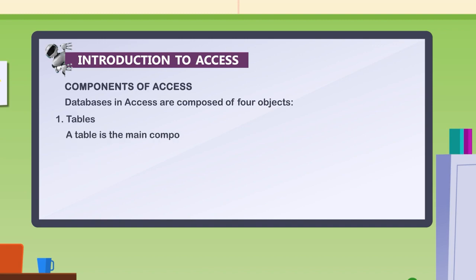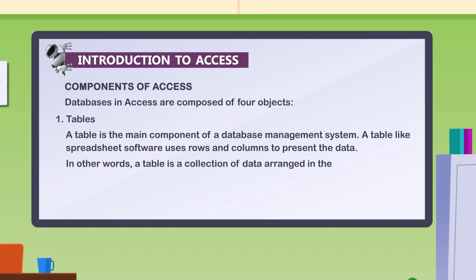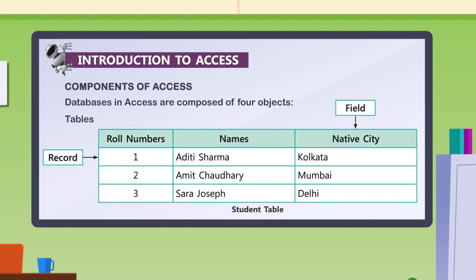A table is the main component of a database management system. A table, like spreadsheet software, uses rows and columns to present the data, meaning a table is a collection of data arranged in the form of rows and columns like shown here. Each row in a table is called a record, which contains data interrelated to each other. Each column in a table is called a field.